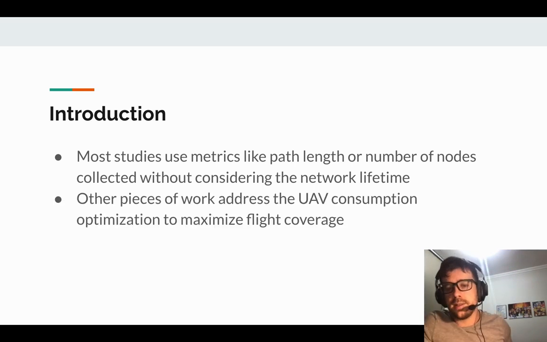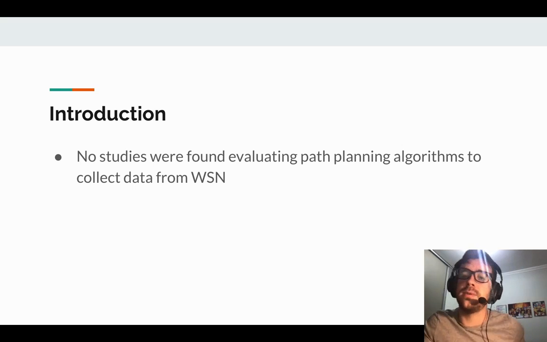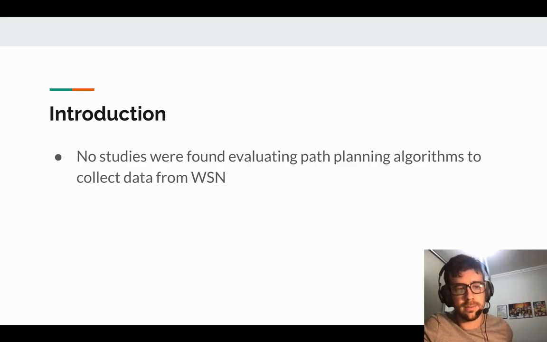Other ones address, for example, the UAV consumption optimization to maximize the flight coverage, but only the work of Yang and Miao evaluated strategies regarding the network lifetime, considering the impact of data collection on the sensor node's battery. However, no studies were found evaluating path planning algorithms to collect data from wireless sensor networks.